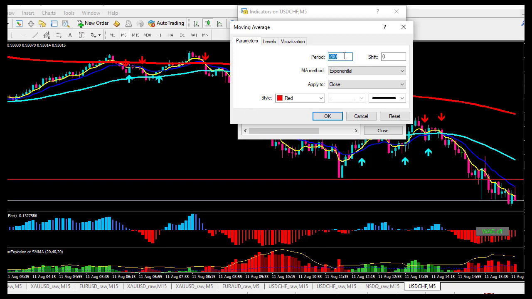Then the other one I use, the last one, the red color, is a moving average 200, MA method, exponential, apply to close, and I use the red color.